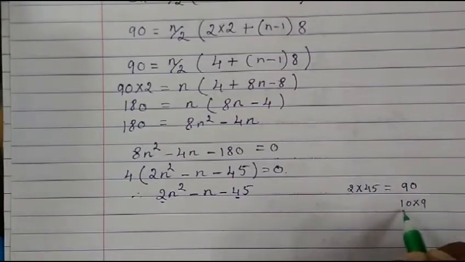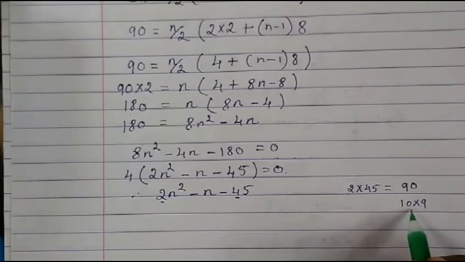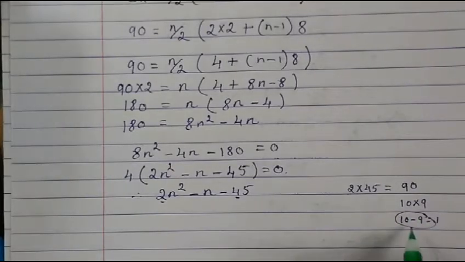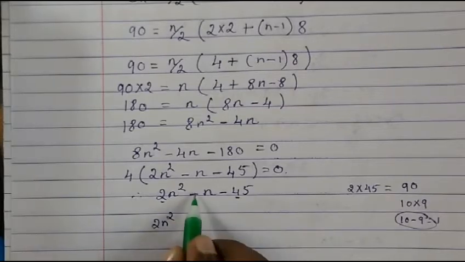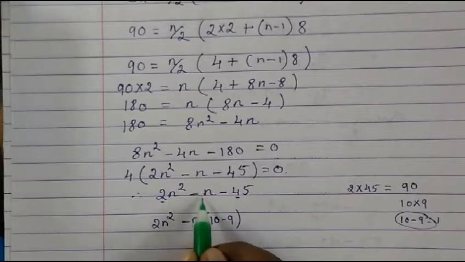And what are the factors of 90? 10 into 9 will give us 90. So then if we add or subtract, we should get the middle term. So 10 plus 9 will be 19, but 10 minus 9 will give us 1. So that means the middle term we will get. So let's take this pair, 10 minus 9. So then 2n square we write as it is. This minus n we will write as it is. But inside the bracket we'll write 10 minus 9, which will give us 1 because 1 is there.